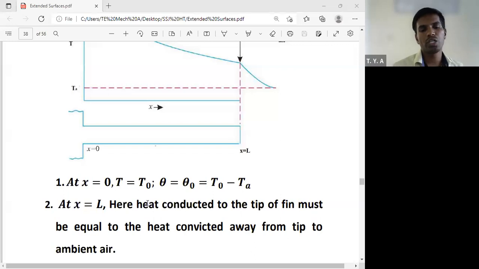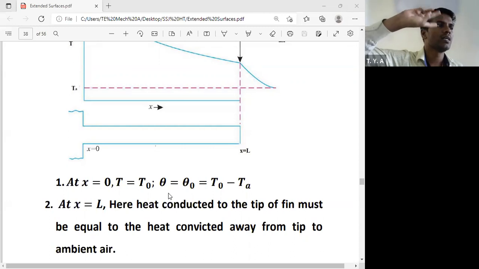At x is equal to 0, t is equal to 0. So whatever the three cases we have considered, the first boundary condition is same. पहिली boundary condition तिन्हीसाठी काय आहे तर same आहे. Only difference is in the second boundary condition. So whatever the physical situation we have considered, according to that we have written the second boundary condition.